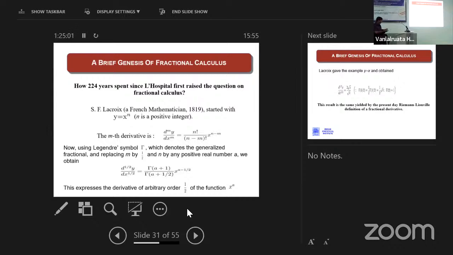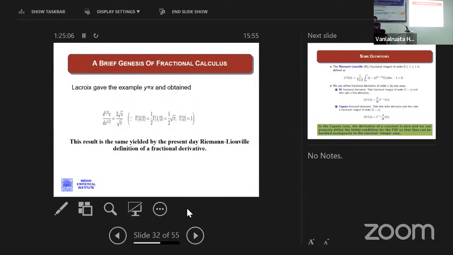Let us give the example y is equal to x. Here we obtain d to the half of x over dx to the half is equal to 2 root x over root pi. This result is the same as that given by the present Riemann-Liouville definition. So, this is the basic history of how fractional calculus came into the picture. There is a book; I just give you some hints. If you're interested, you can learn how the development happened.